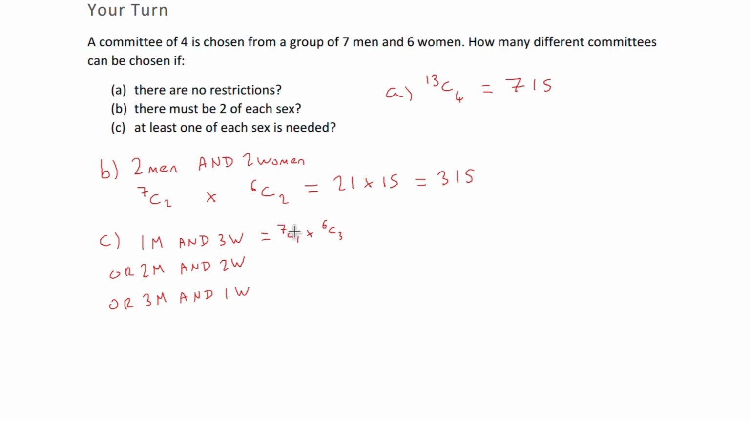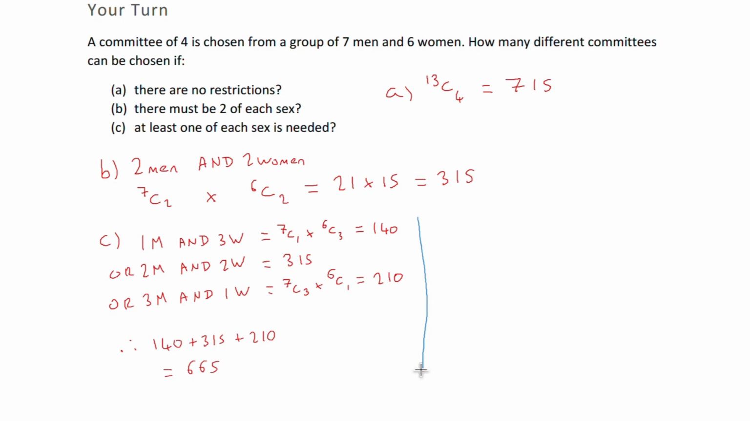7 men choose 1 of them, and 6 women choose 3 of them, which gives us 140. This one we worked out in part B is 315. And this one is going to be 7 choose 3 times 6 choose 1, which is equal to 210. Now, because this is an or for each of these 3 things, that means the total number of ways we could do this is 140 plus 315 plus 210, which is 665 possibilities.